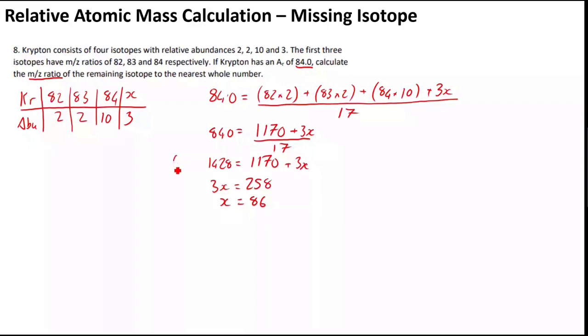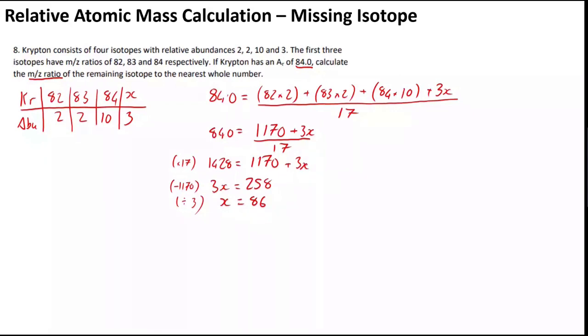So just to help you with the rearranging, that step we've times by 17 for some of the abundances. There we've taken away the 1,170 from both sides. On this step we've divided by 3. That's how you always do these questions. Set it out like that, you shouldn't be able to go wrong. Always draw the table out to keep it fresh in your mind about what you're actually doing.